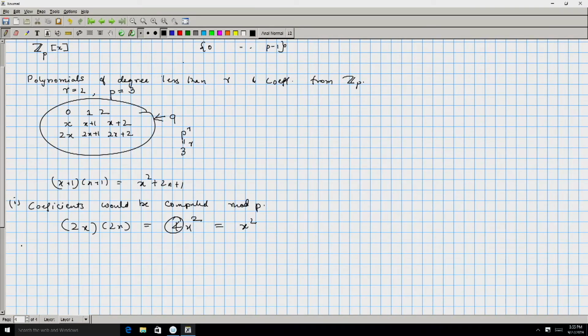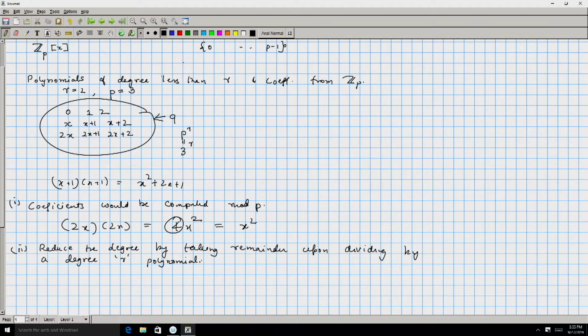So, what we will do is we will reduce the degree by taking the remainder upon dividing by a degree 2 polynomial, or degree r polynomial.